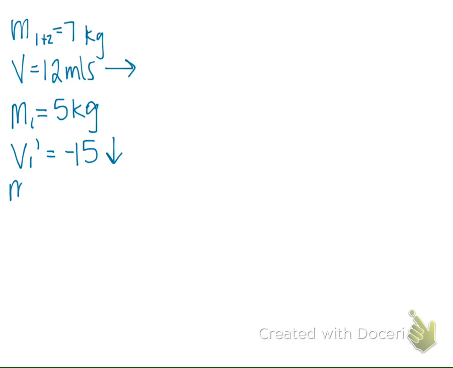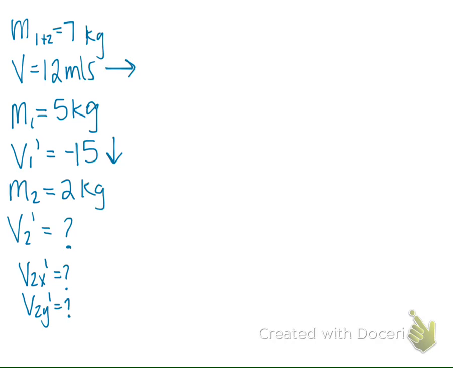All right? The second fragment that we have is 2 kilograms. And its velocity post-collision is what we're solving for. Okay, and since its velocity after the collision was at an angle, we know that we're really going to have to solve for v sub 2 x prime and v sub 2 y prime to get there. So I'm just showing you, in order to get to this v sub 2 prime, we're going to have to solve for both of the components. All right? Are we clear so far?